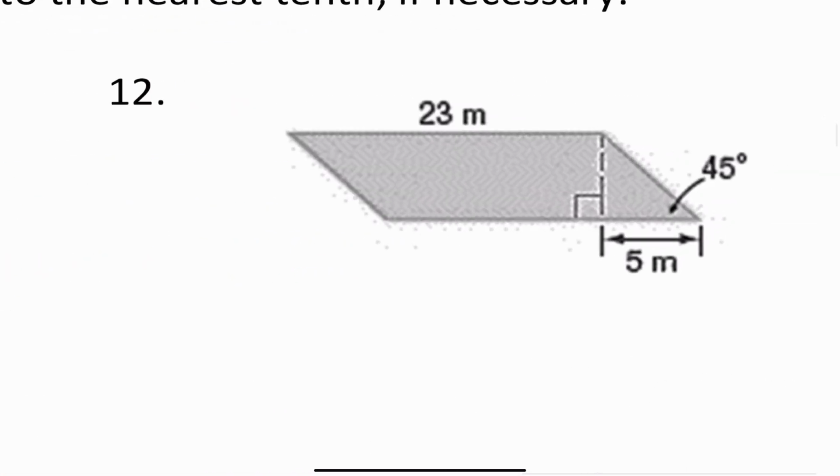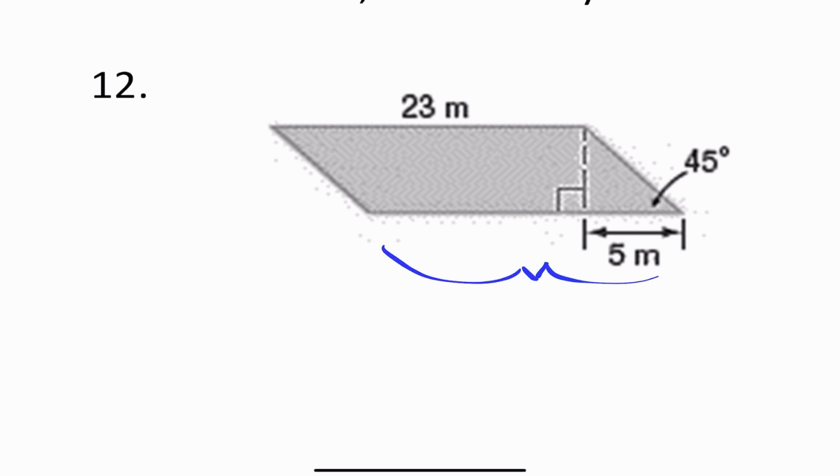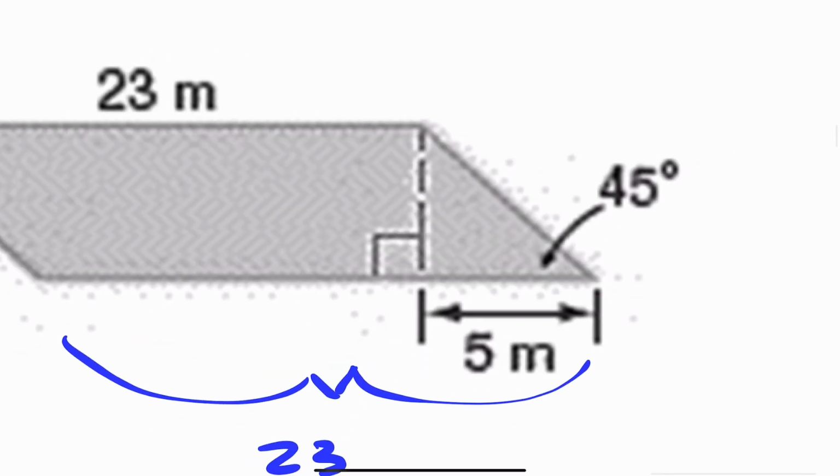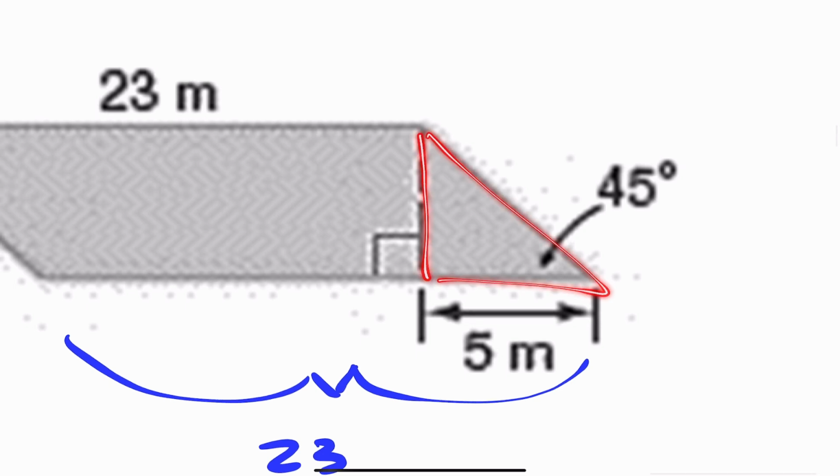For number 12, we have a parallelogram. We know that this side length is 23, and this side is 23 as well. But we don't know what these two side lengths are, and they're congruent to each other because, remember, opposite sides are congruent. So I'm looking at this little right triangle here. How do I know this is a right triangle? Well, this segment is perpendicular to that segment, so they intersect at a 90-degree angle.